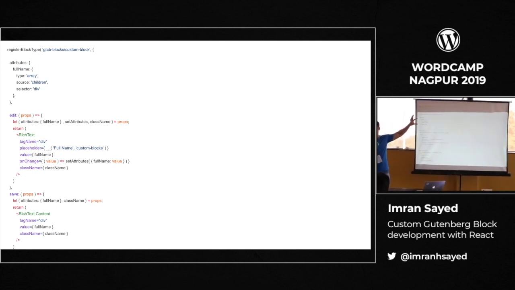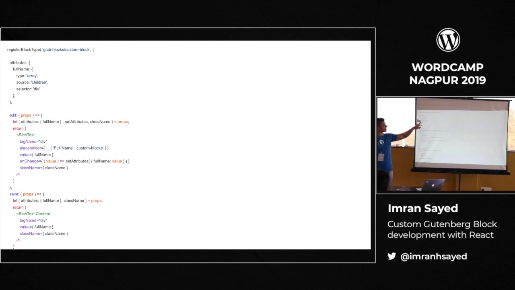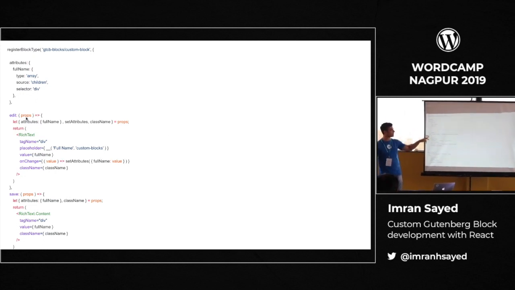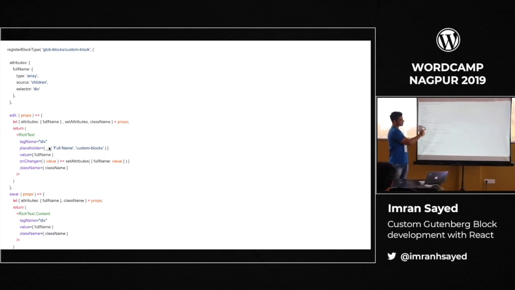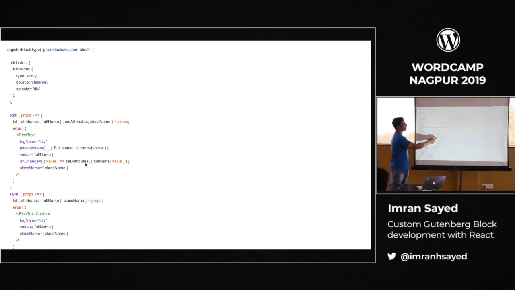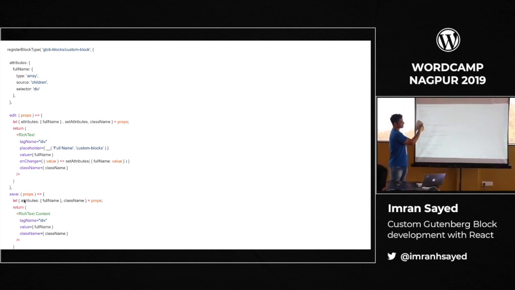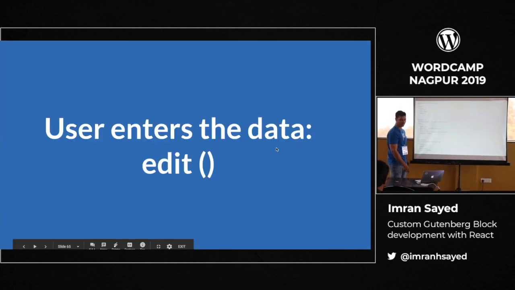We defined attributes. We set the type to array, source to children, selector to div. Then we have the edit method. Here we are defining the RichText. We are adding an event whenever users type something. This event is fired, we change the state value of the attributes, and that gets passed to props. And we pass that to the save method whenever the user saves some information.